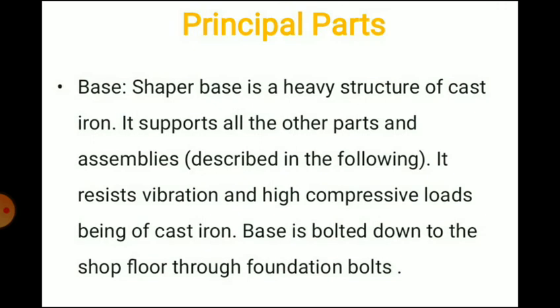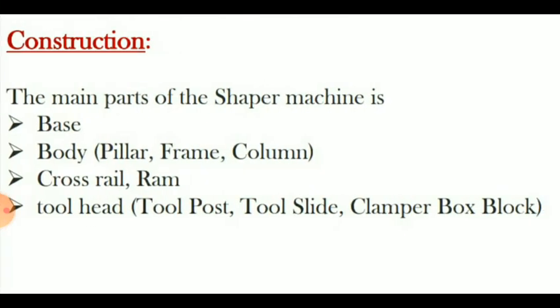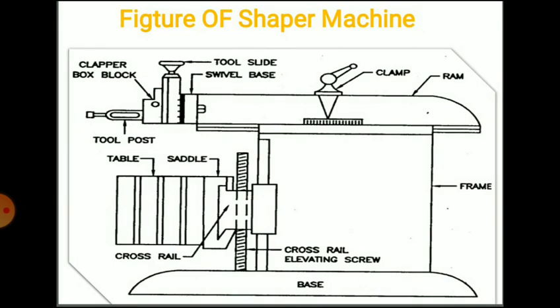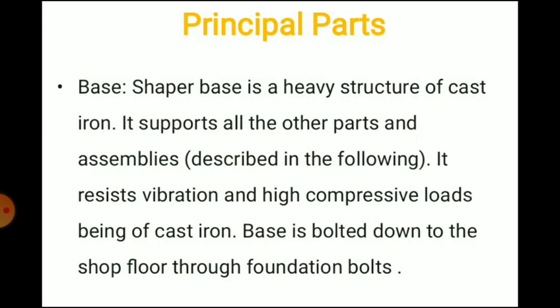So first part is the base. It is made up of cast iron. It gives support to all machine tools. The bed takes up the total dead weight of the machine and dynamic load during machining operation. So it supports all the other parts and assemblies. It resists vibration and high compressive loads, being of cast iron, and the base is bolted down to the shop floor through the foundation bolts.